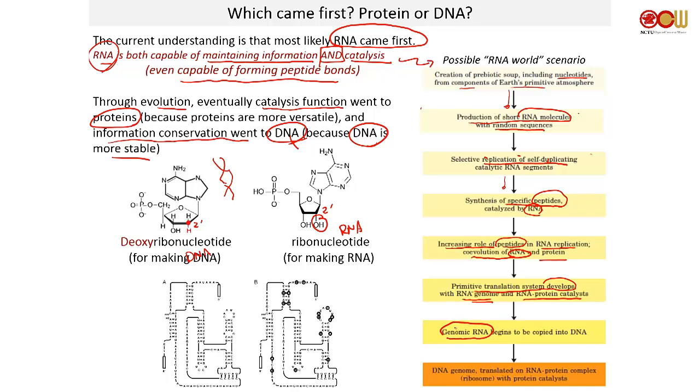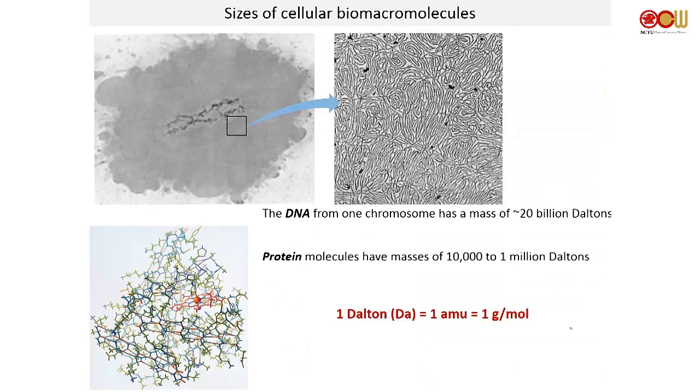Somehow you evolve the function of genomic RNA to DNA. Then gradually, because DNA is more stable, DNA continues to be the information storage, and protein becomes the catalyst. So this is a possible RNA world scenario that people thought. All right, so how big are these things?